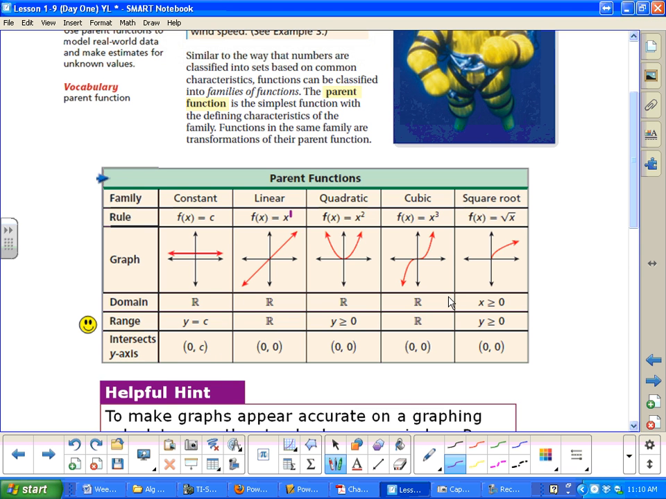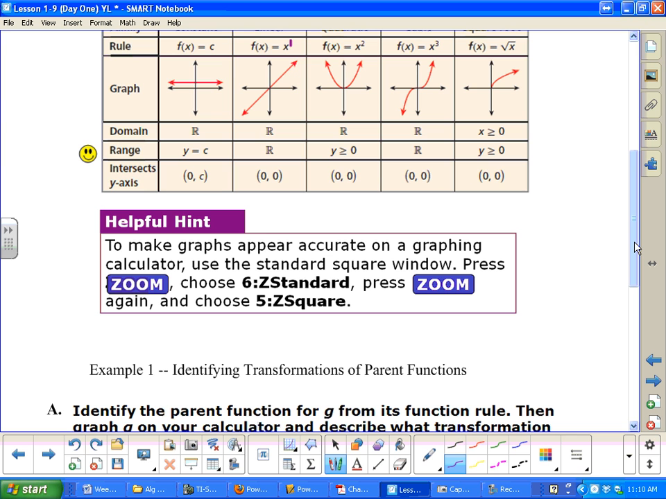Notice that all of them except for the constant function intersect the y-axis at the origin. So the graph goes through or touches the origin at some point. There's a helpful hint with our graphing. It says to make graphs appear accurate on a graphing calculator, use the standard square window. A standard window we get by pressing zoom and number 6, and a square window is zoom and number 5. That makes our graphs more accurate.